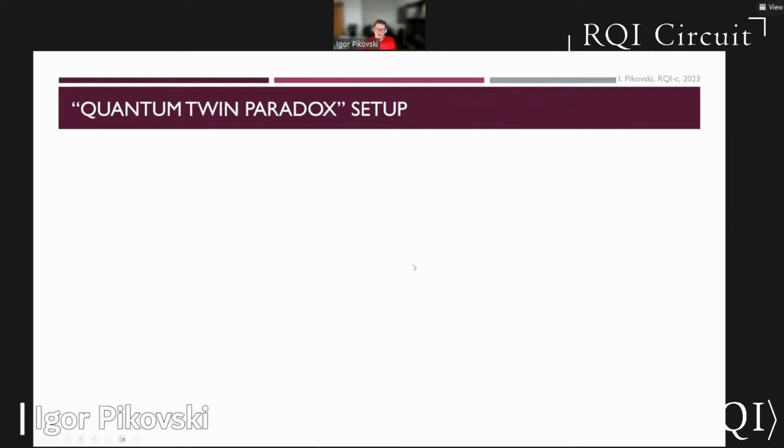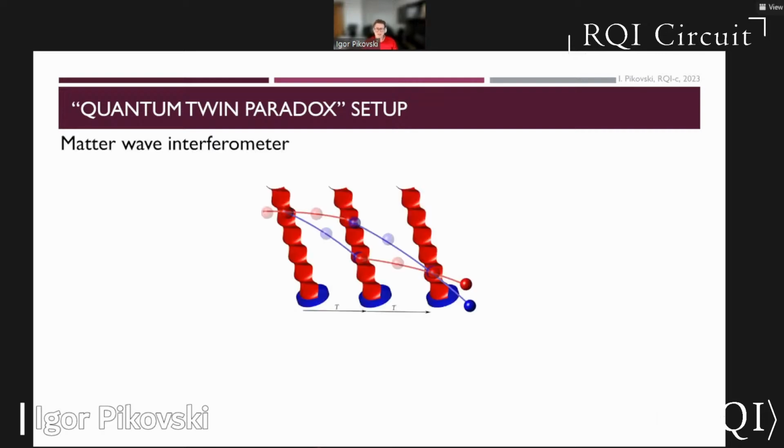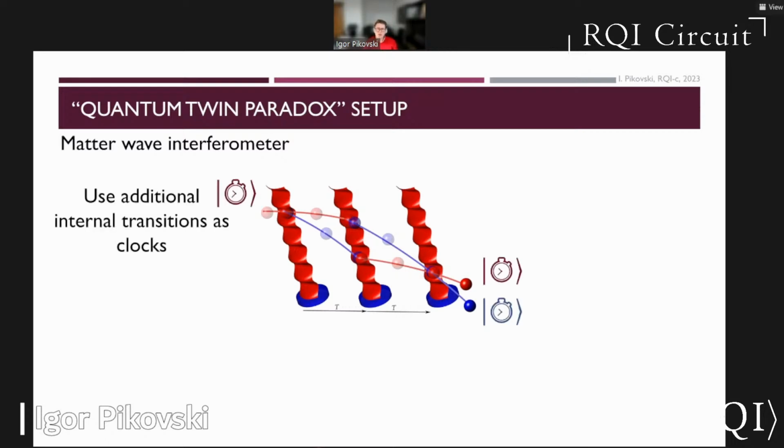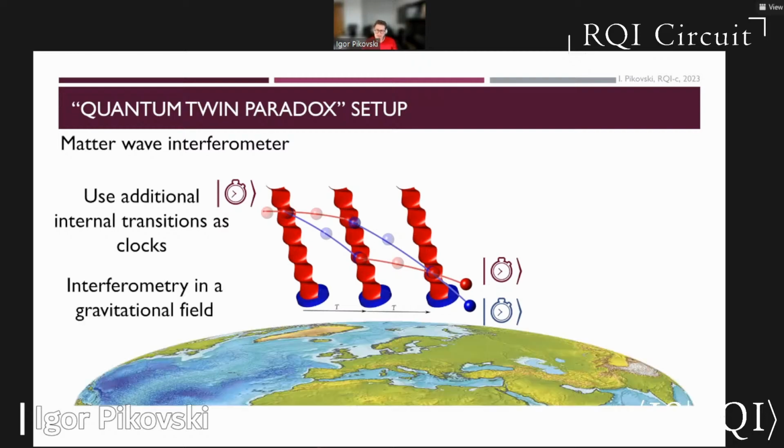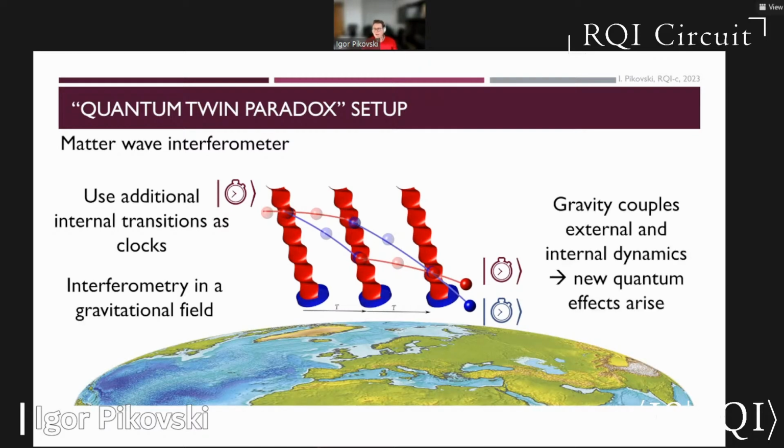So in principle, what this amounts to is a quantum twin paradox type setup. What it means is that instead of just using matter wave interferometry as in the usual cow experiment, we also use additional degrees of freedom which can also measure time. And then we put them in superposition as well. And so putting that in a gravitational field really shows entirely novel phenomena. In particular, there are new effects that arise because gravity now couples to both external and internal degrees of freedom, if and only if you include post-Newtonian corrections. And there are new quantum effects.